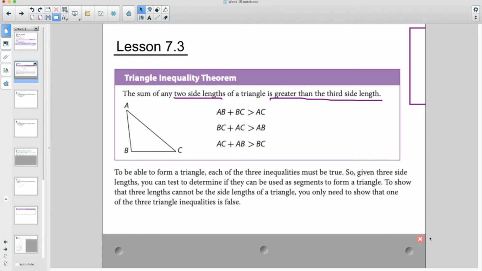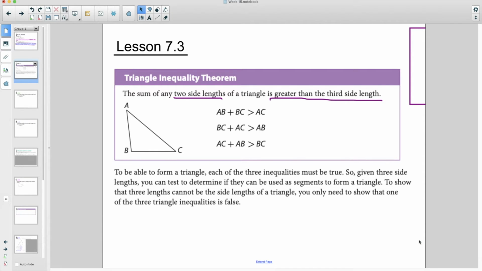Okay, so that's what this is saying down here. So to be able to form a triangle, each of those three inequalities has to be true. So you have to check all of them in order to say, yes, a triangle can be formed. Okay, so if you're given three side lengths, you can actually test these to determine if they can be used as segments to form a triangle.